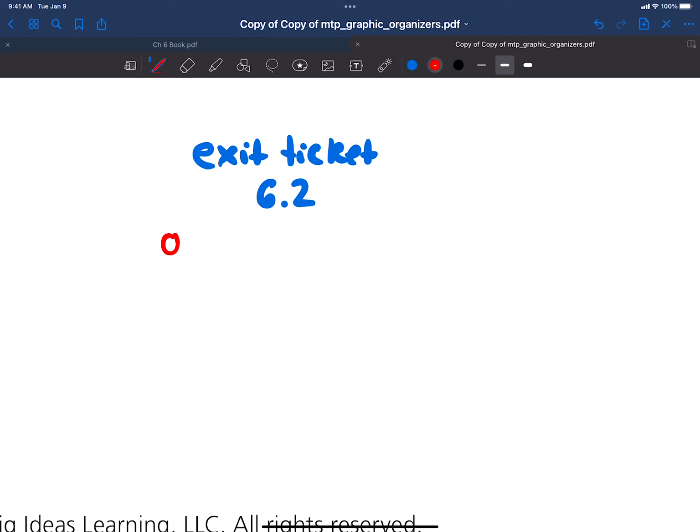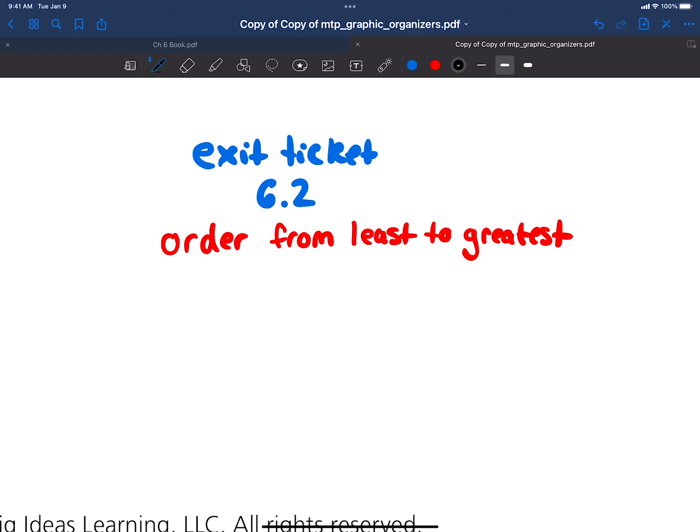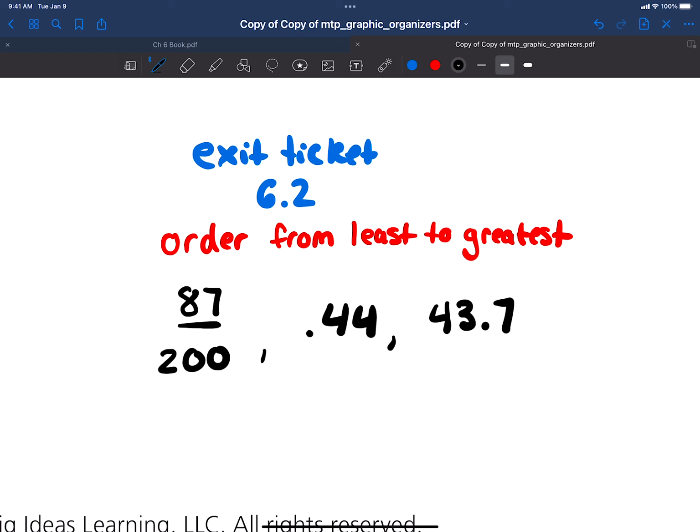Here is your question. I want you to order from least to greatest. Okay, I'm just going to give you one problem. Let's do 87 over 200, comma, 0.44, comma, 43.7%, comma, and 21 over 50.